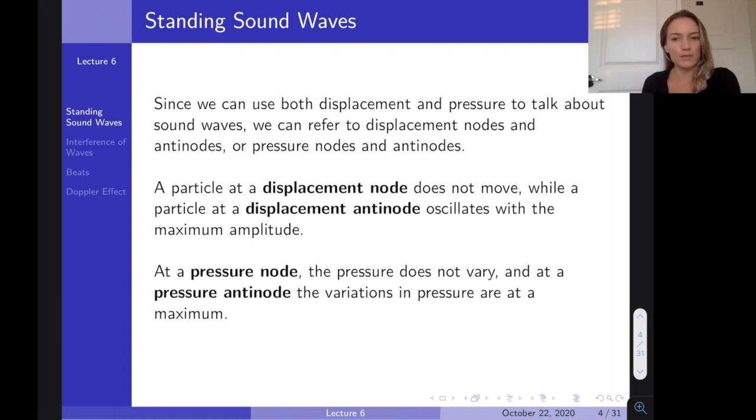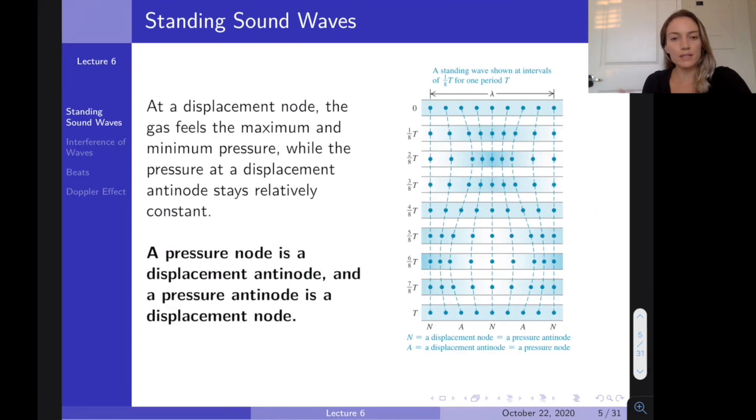And these displacement and pressure nodes and antinodes are going to be connected to each other. So at a displacement node, the gas or fluid will feel the maximum and minimum pressure. So that's the maximum and minimum pressure variations at a displacement node. And then at a displacement antinode, the pressure will stay relatively constant. So a pressure node is a displacement antinode, and a pressure antinode is a displacement node. So they're basically like inverses of each other in that sense.